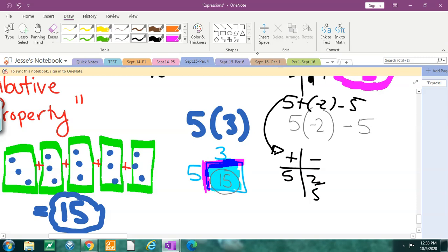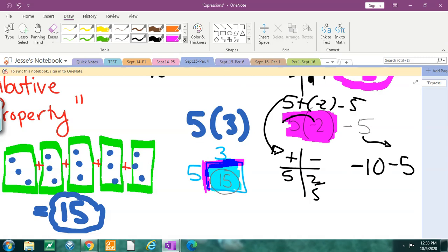Okay? Instead, what you have to do is multiply first. You got to multiply the 5 times -2. So remember, 5 times -2 is what? Positive times negative is negative. 5 times 2 is 10. And then we go ahead and bring the -5 down. Okay. Now you could do your T chart.